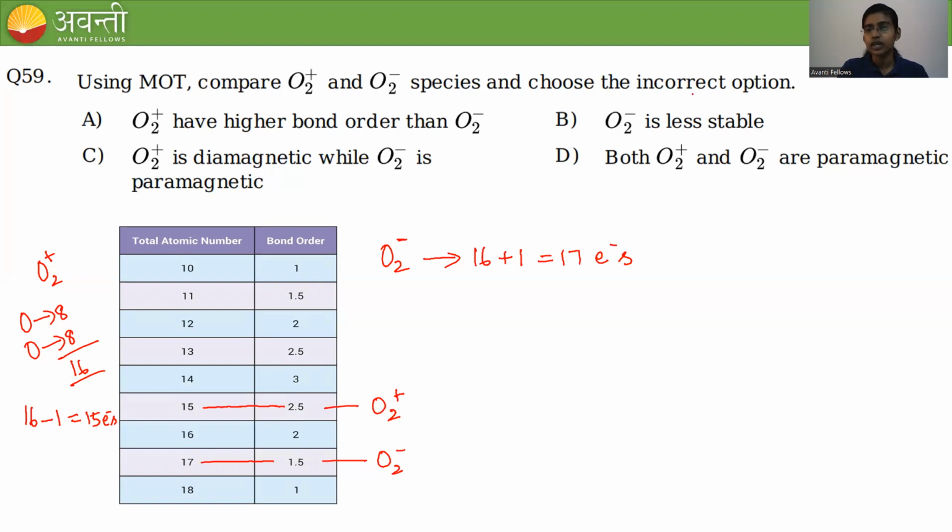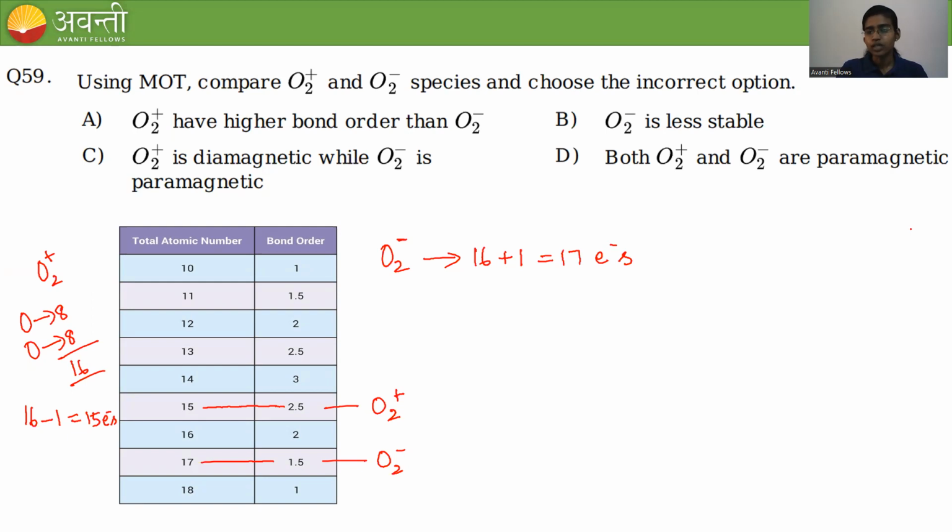But they are asking us to find out the incorrect statement. So we have to go to option B. O2 minus is less stable. So how to find out the stability? Using the number of electrons present in bonding orbital and antibonding orbital.